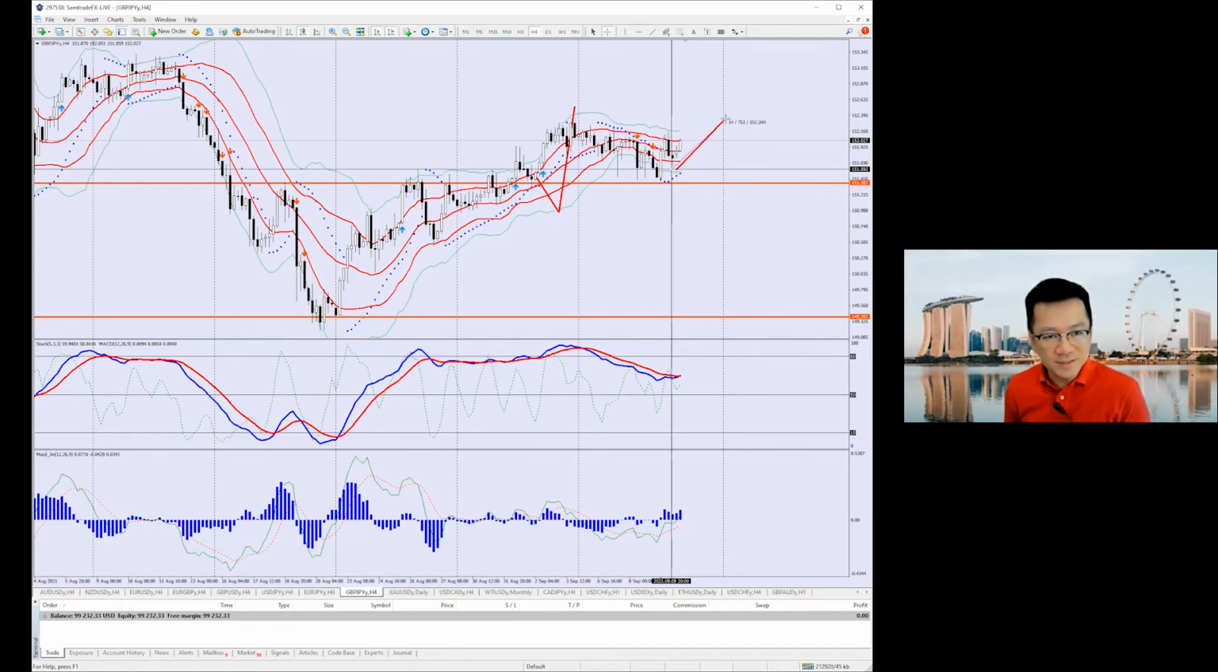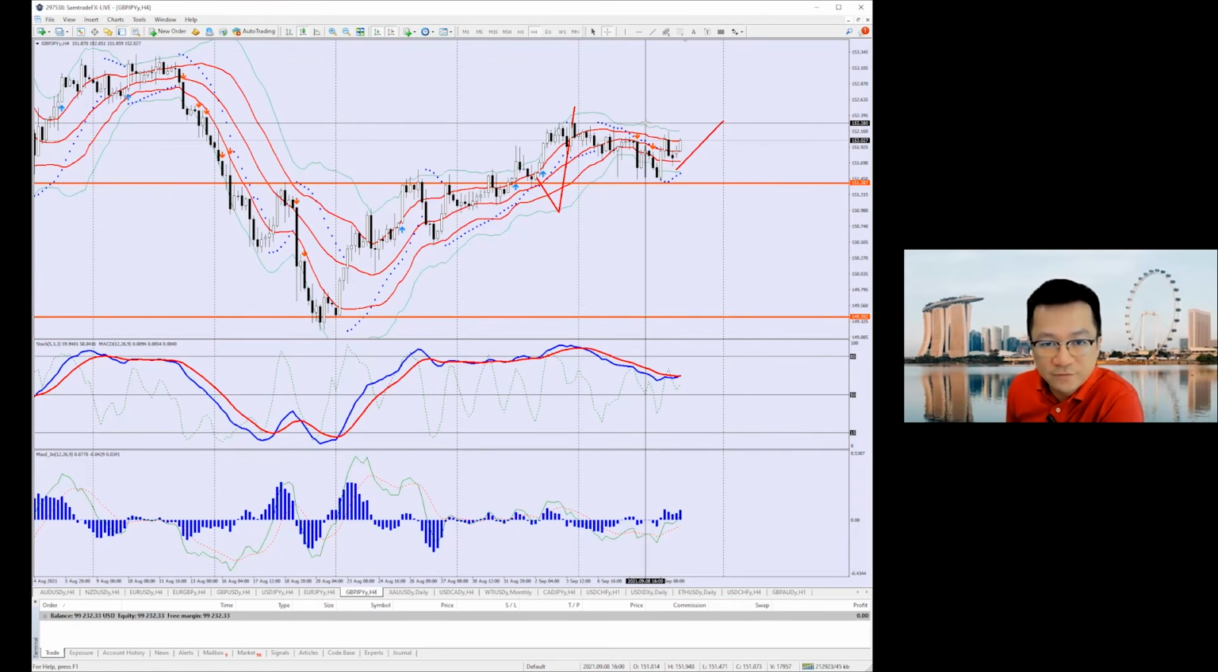I think that we might see some further upside at this point, but be careful what happens at about 152.28. If it does break above, then we could see further upside, but you probably have to wait for that trigger level before you want to jump into any trades from this point onwards.